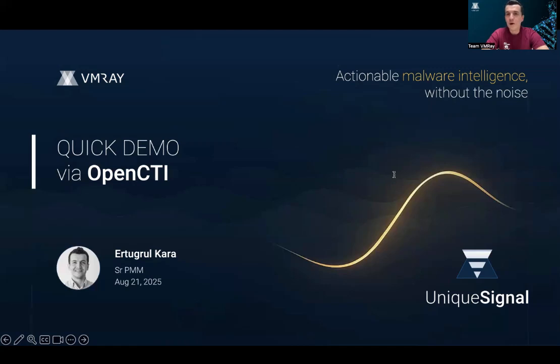Now, for this walkthrough, we are showing what the feed looks like when it is visualized in OpenCTI. It's one of the most widely used threat intel platforms out there, especially by CTI teams who want to get the big picture, like trends, malware trends, the changes in the threat landscape. So what you're about to see is how UniqueSignal data comes to life when it is integrated into a tool like this built for Intel operations.